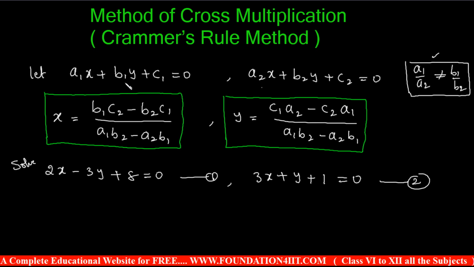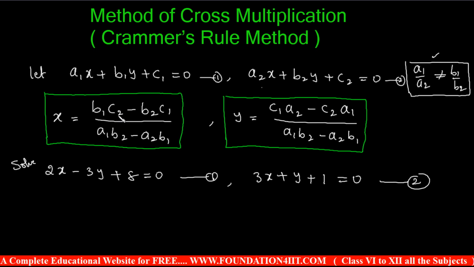Now when the two linear equations are given, the x coefficient is a1, the y coefficient is b1, and the constant is c1 for the first equation. And for the second equation, the x coefficient is a2, the y coefficient is b2, and the constant is c2. All should be on the left side, and the right side must be only 0. So this is the procedure.